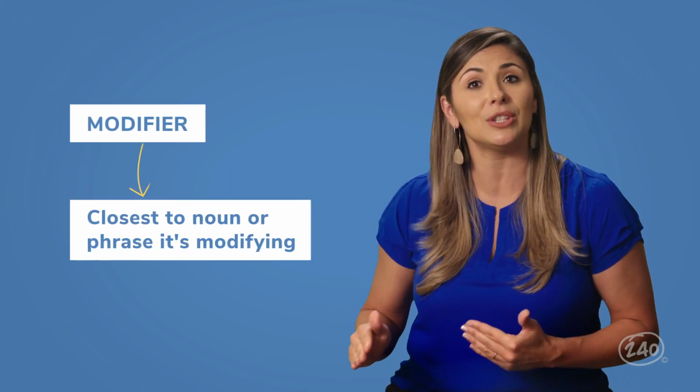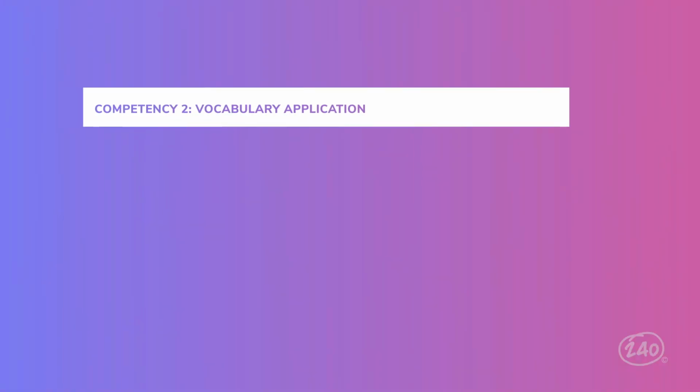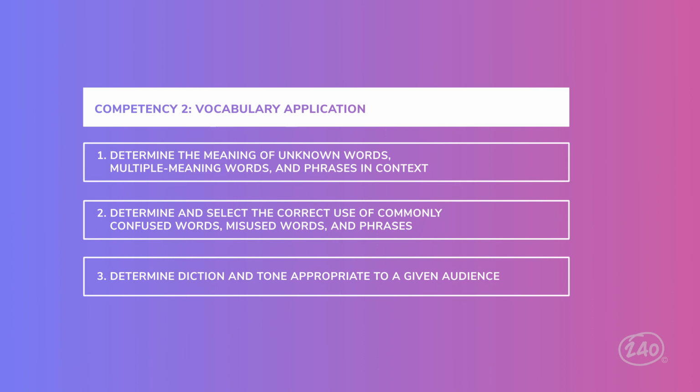Misplaced or dangling modifiers can be easy to miss, so make sure to check that the modifier is closest to the noun or phrase it's modifying. We'll make sure to practice one of these questions later on, but for now, let's move on to our final competency, Competency 2. Competency 2 covers vocabulary application.